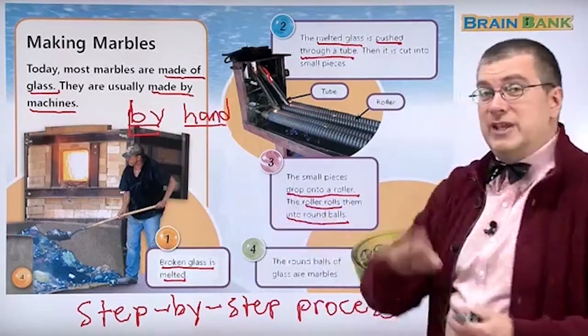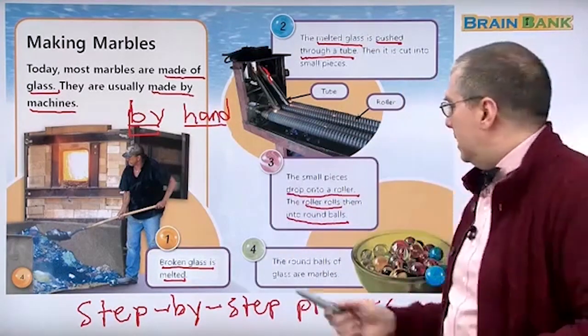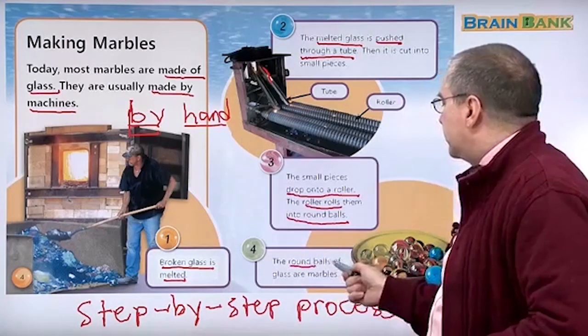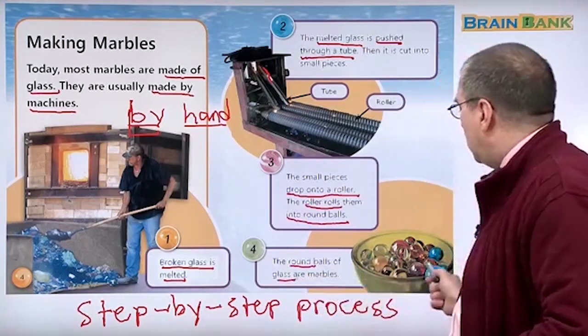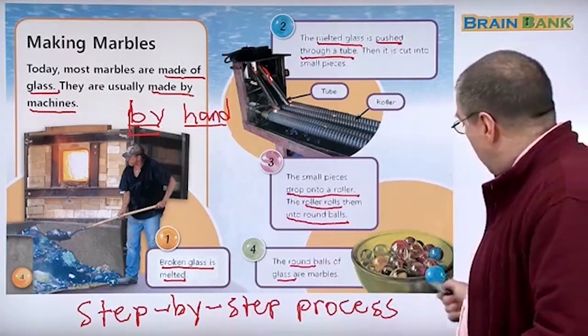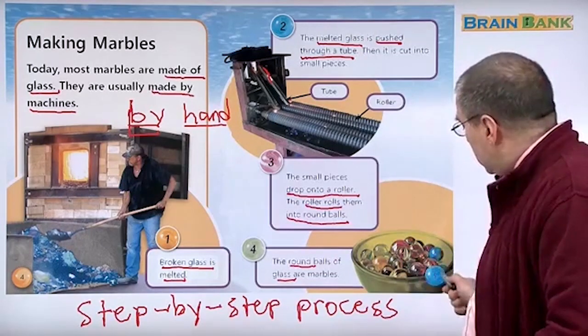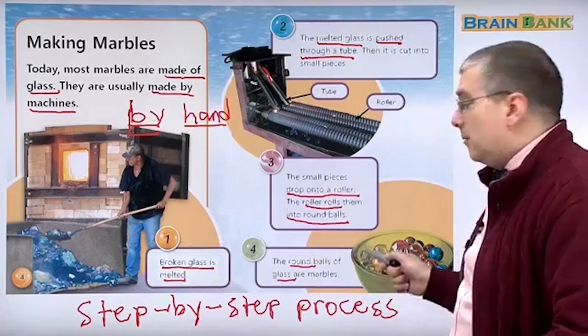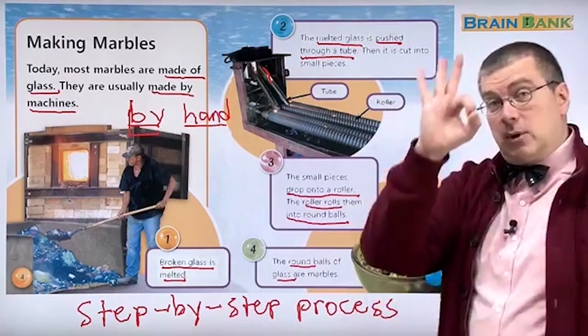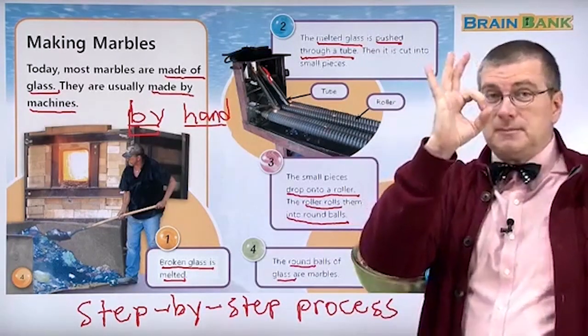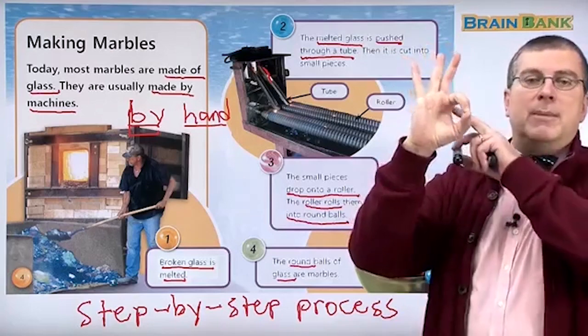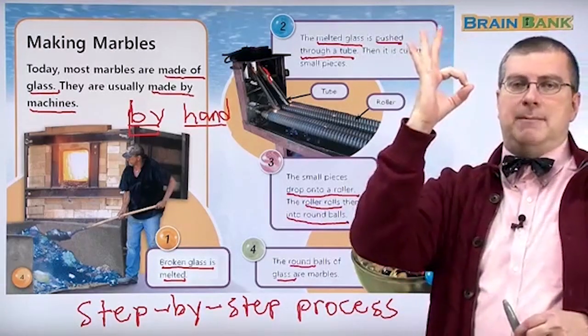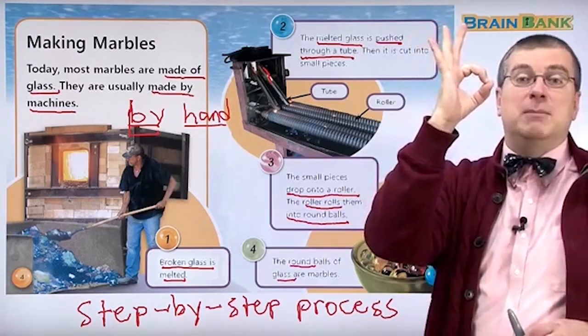Okay, number 4, step 4, the final step. The round balls of glass are marbles, and you can see them here. Wow, they're really cool looking. And look, there's so many different colors, many different styles, and some are big, some are small. A big marble is probably about this big, right? About that big, okay? That's a really big marble.